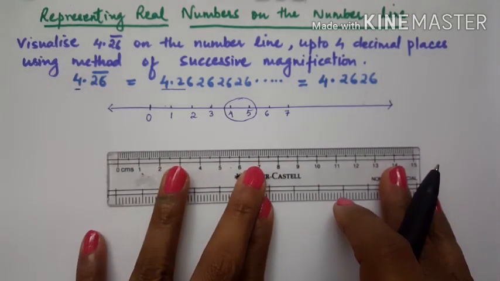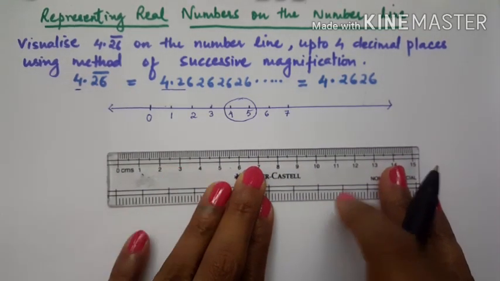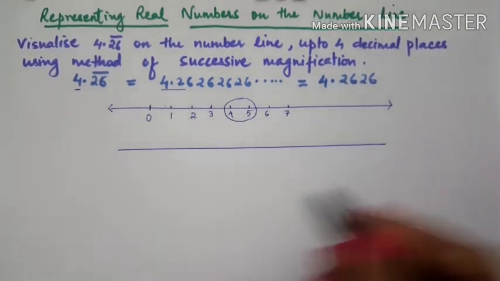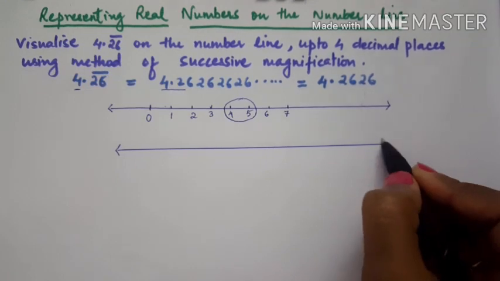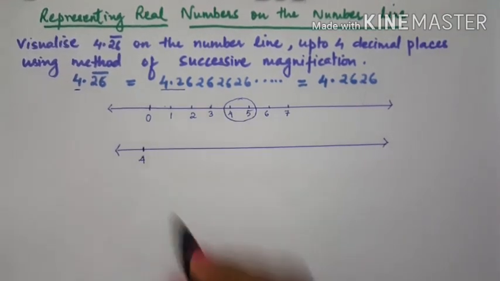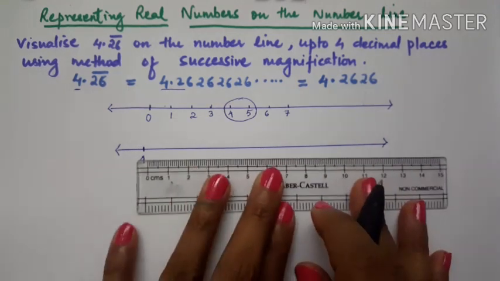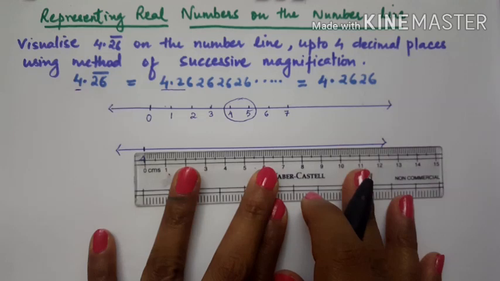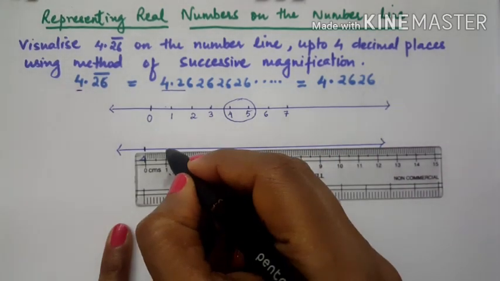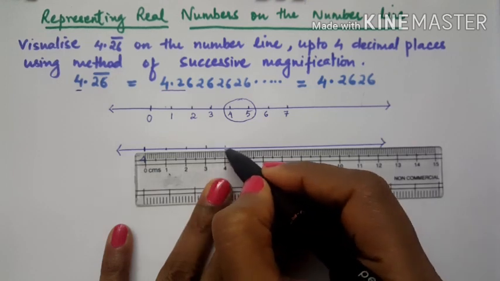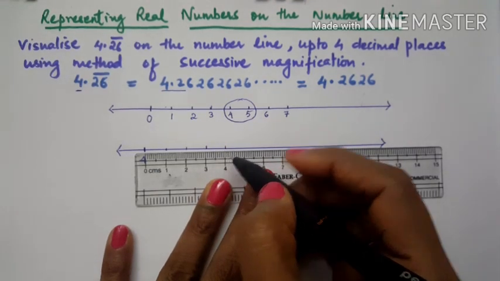Magnifying the number line between 4 and 5, draw another line and start with 4 and mark 10 more points.